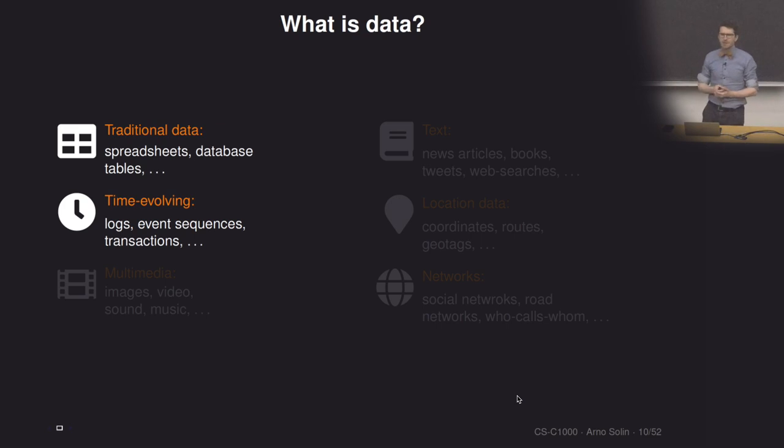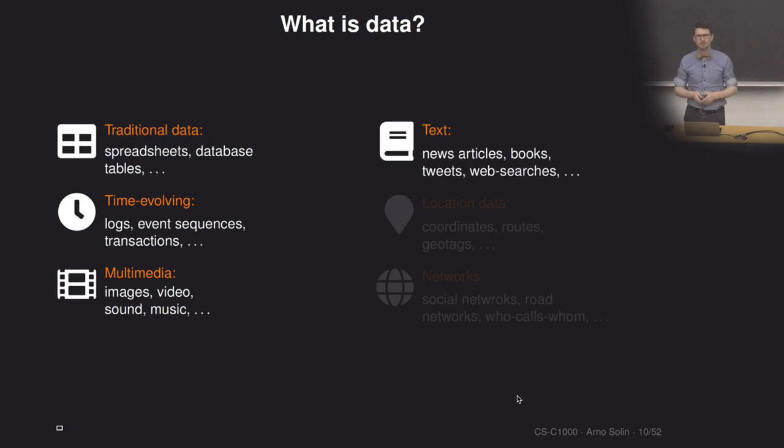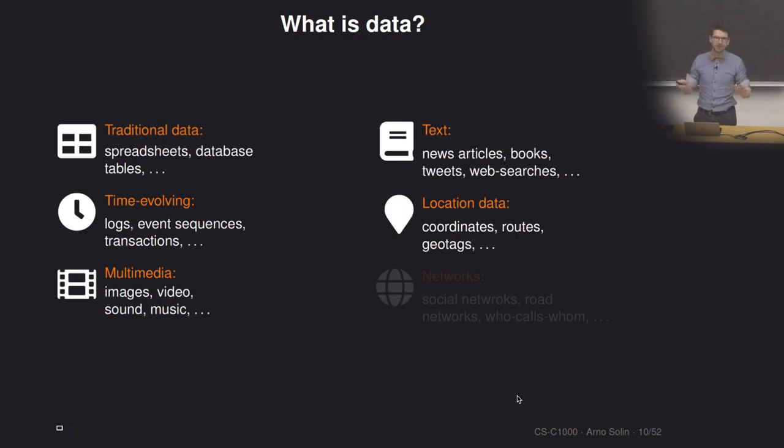Data can also be time evolving. Say it can be access logs or event sequences or bank transactions and so on. Of course, then multimedia, like images, video, sound, music, and so on. That's also data. Text, like news articles, books, tweets, web searches, and so on. You know what text is. We start from very basics, but you all know what text is.